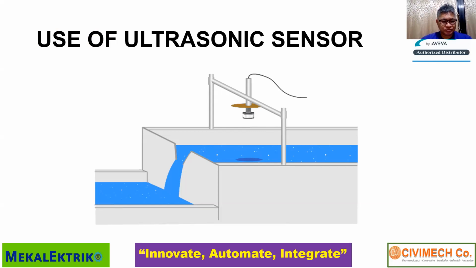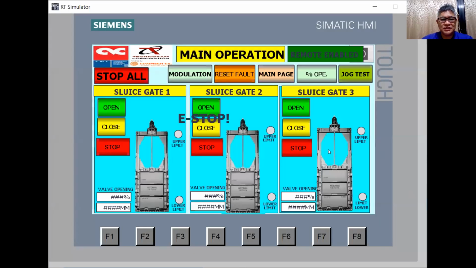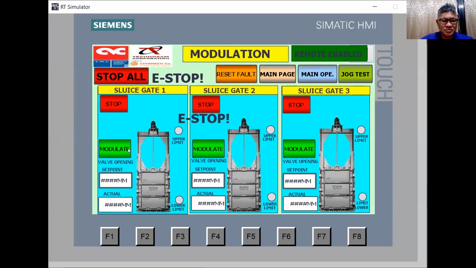Okay, so this is an example application. I have 3 gates in my HMI or in my SCADA. I have sluice gate 1, sluice gate 2, sluice gate 3. Then the opening is being determined by this valve opening. This is in hashtag because we are not really connected to an actual sluice gate. This is just a simulation from my Siemens. You have open, close, stop. Then you can also do some modulation. You can put the set point so that the valve will open at the desired modulated set point.